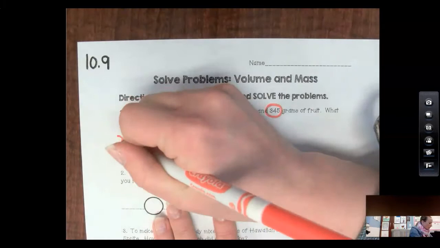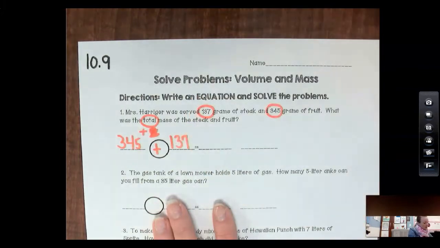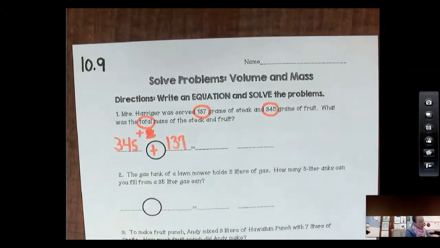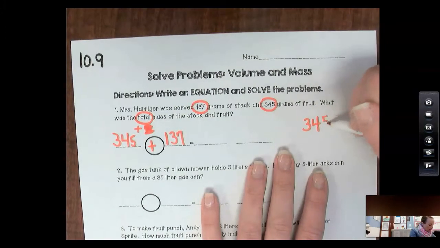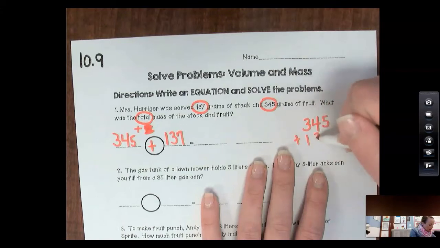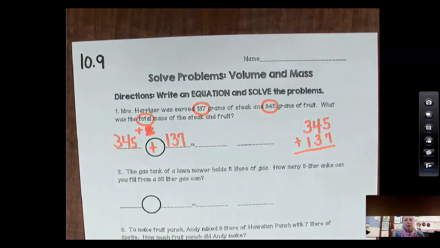So 345 plus 137. Okay, and we can't do it like that. You can never really do math problems like that, so we need to restack those. 345 plus 137. Make sure your numbers are nice and neat and they're lined up there, kiddos. All right, so what are we going to do first? We're going to add 5 and 7. What's 5 plus 7? 5 plus 7 is 12.